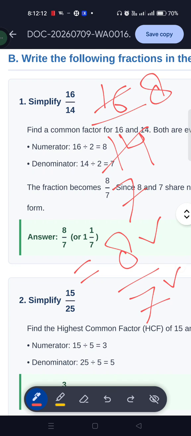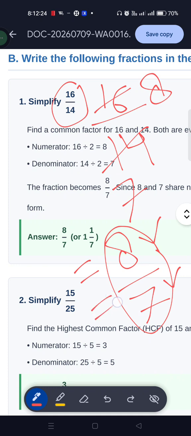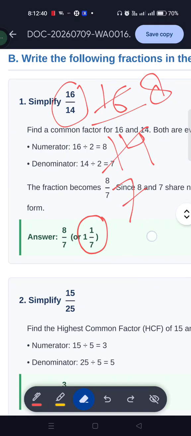Okay, these are the numbers which cannot be divided further. So it is the simplest form of 16 upon 14. So we can say that 8 upon 7 is the simplest form of 16 upon 14, or it can also be written as a mixed fraction. In a mixed fraction you can write 8 upon 7 as 1 and 1 upon 7. So we will erase it first.